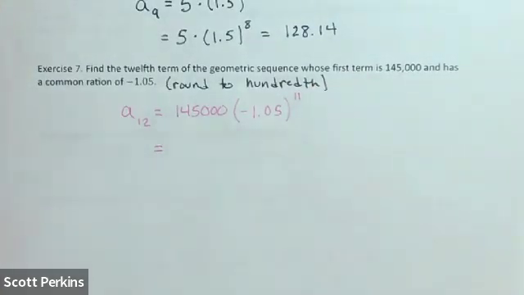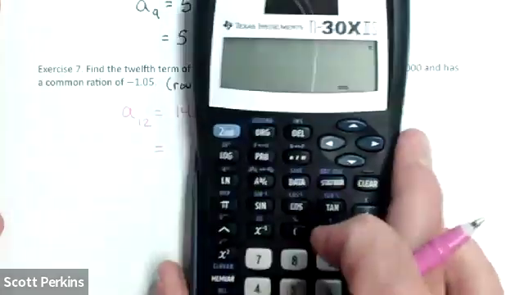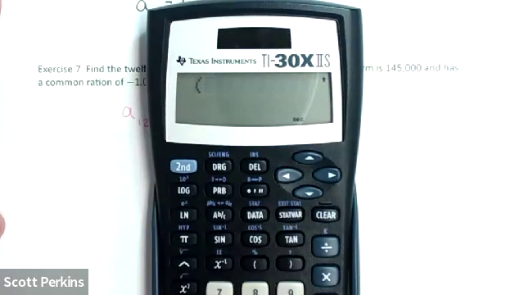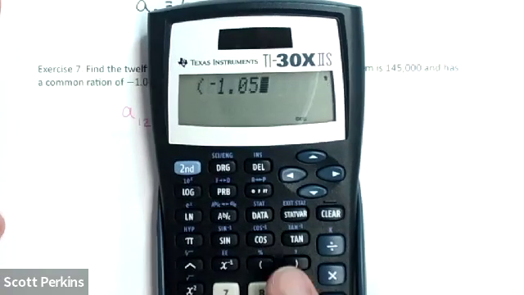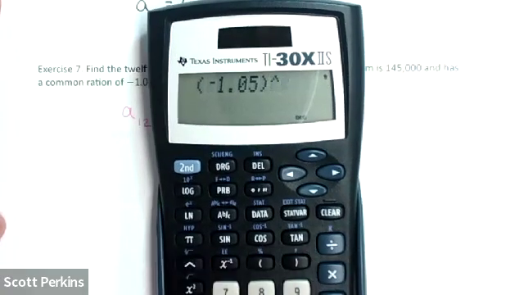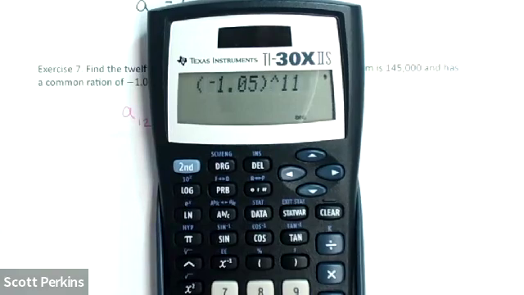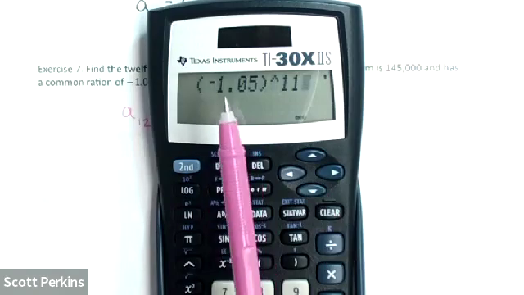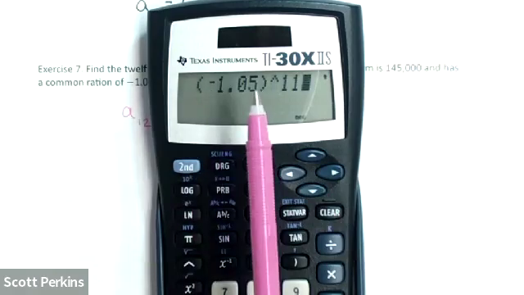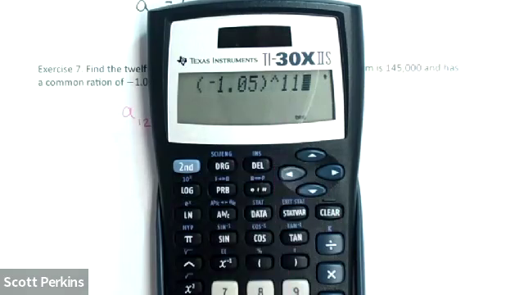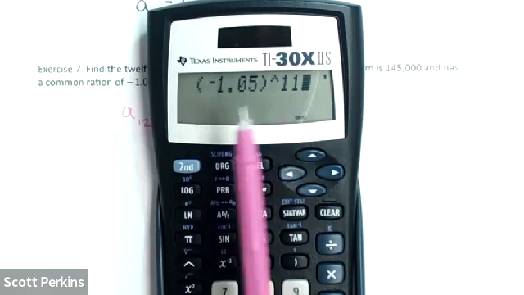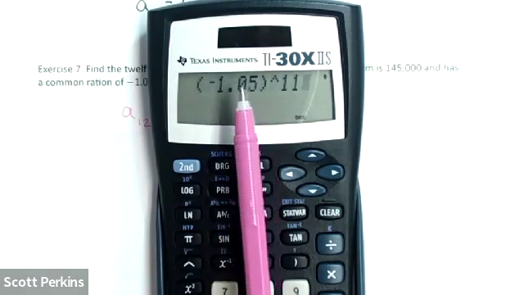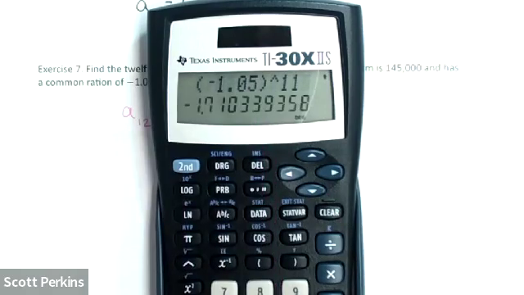So again, I'm just going to go to my calculator. So here it is. I'm going to do negative 1.05. I'm going to raise that to the 11th power. Notice in my calculator, I did put that in parentheses. We talked about that when we talked about order of operations, that when you have a negative that you're raising to a power, the parentheses matter. And the parentheses are telling me that the negative is part of the number that I'm raising to the 11th. Okay, so I do that and I get this number right here.